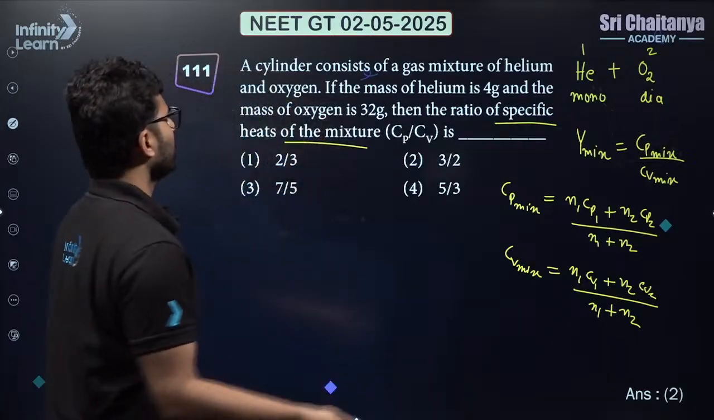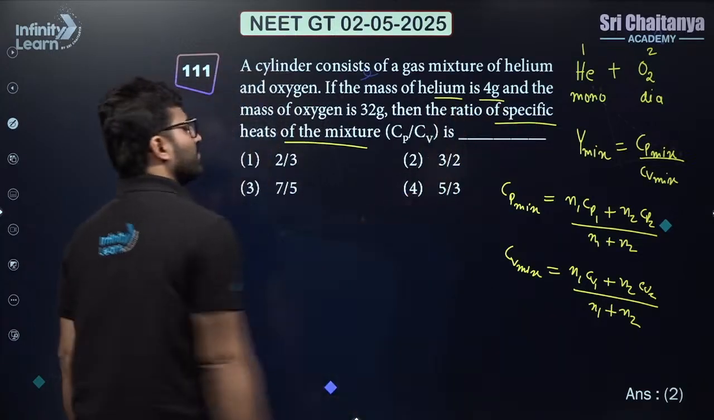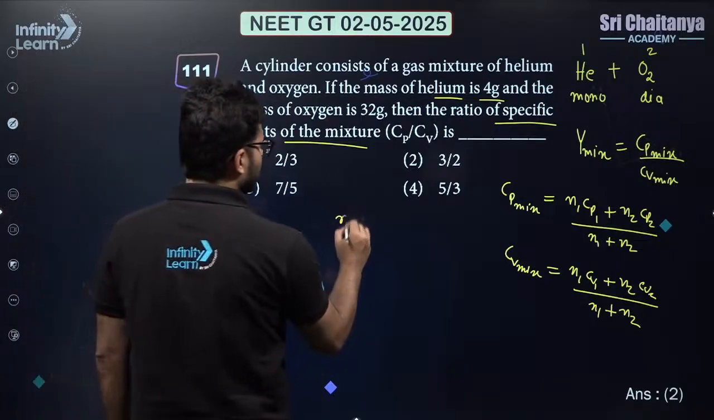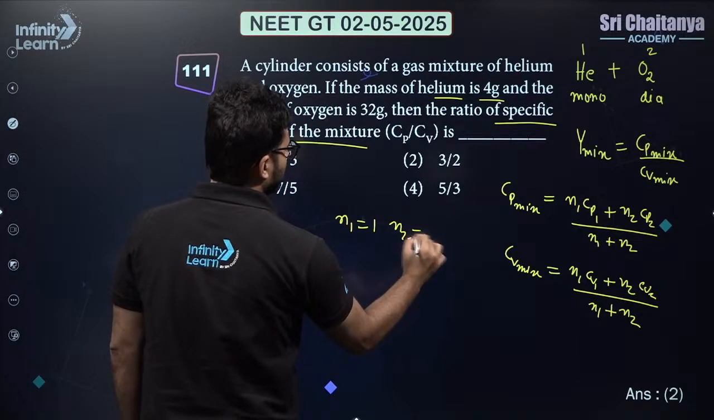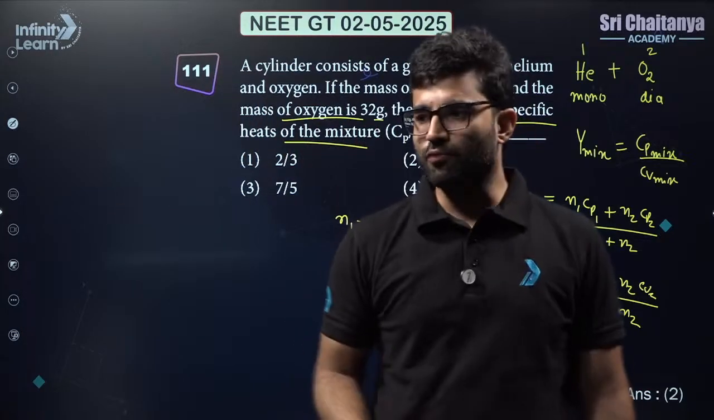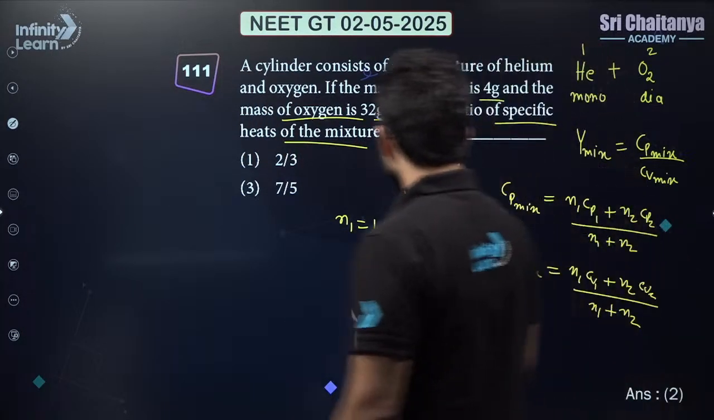What is N1? So we have 4 grams of helium. Again, the atomic mass is also 4. So N1 is basically, what is N1? N1 is basically 1. And what is N2? N2 is also 1 because for oxygen it is 32 grams, right? So N2 is also 1, correct? So N1 is 1, N2 is 1.